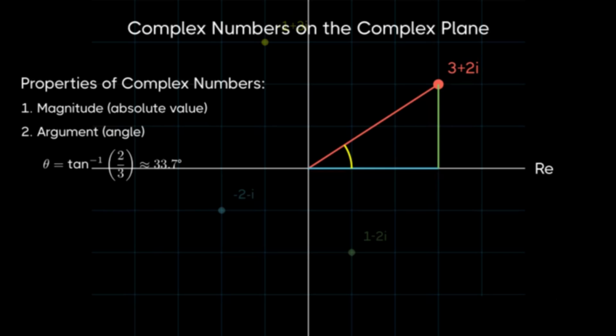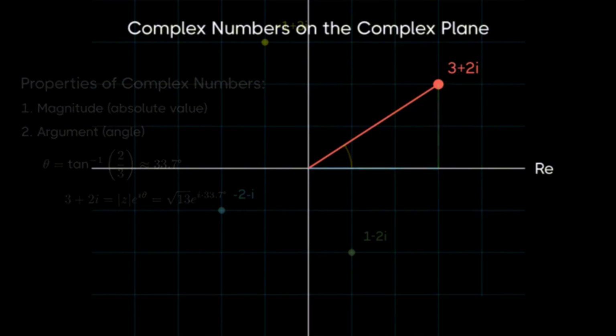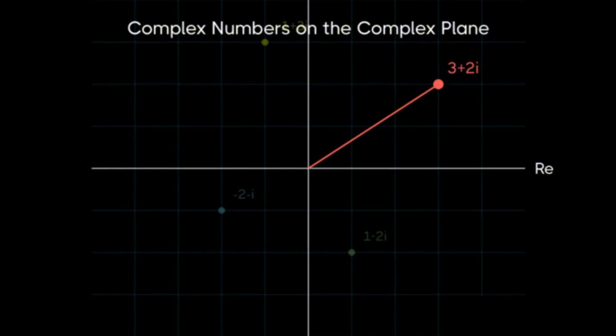This is the angle our complex number makes with the positive real axis. These two properties, magnitude and argument, allow us to represent complex numbers in what's called polar form. Instead of writing a complex number as a plus bi, we can express it as r times e raised to the power of i theta, where r is the magnitude and theta is the argument. This polar representation is particularly useful for understanding multiplication and exponentiation of complex numbers.